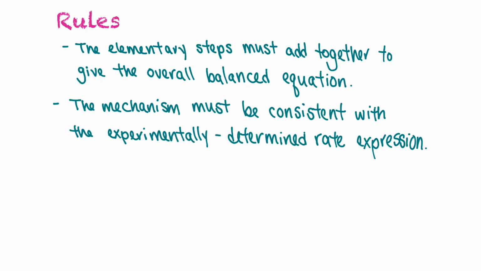So there are two rules that we must bear in mind. The first rule is that the elementary steps must add together to give us the overall balanced equation for the reaction. And the second one we're going to talk about more in our next video, but the mechanism must be consistent with the experimentally determined rate expression. And again, we'll talk about that in the next video.